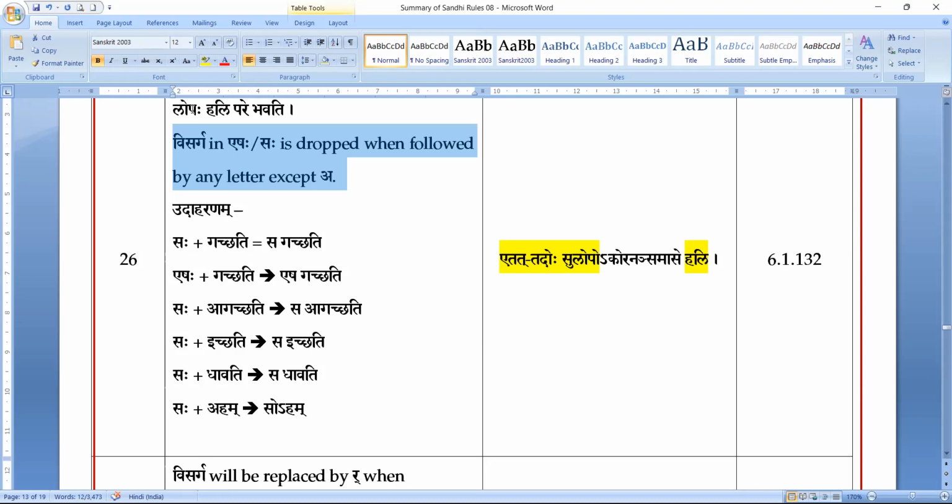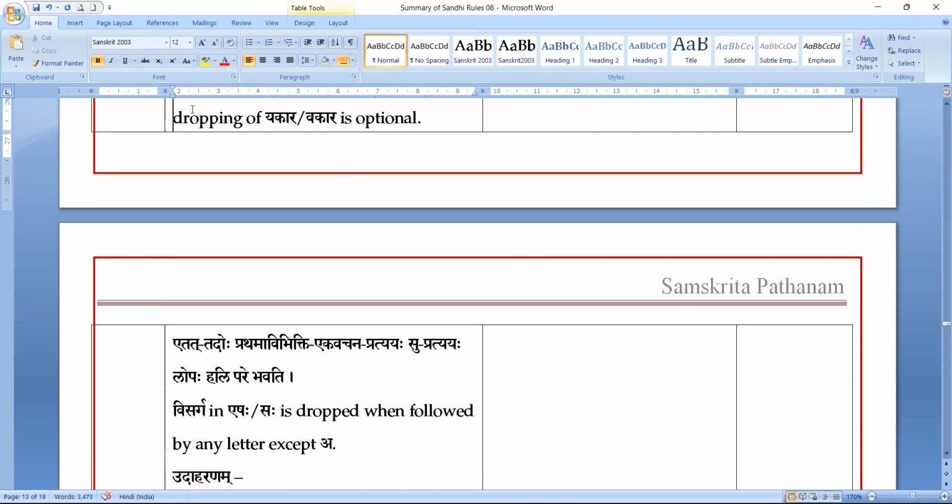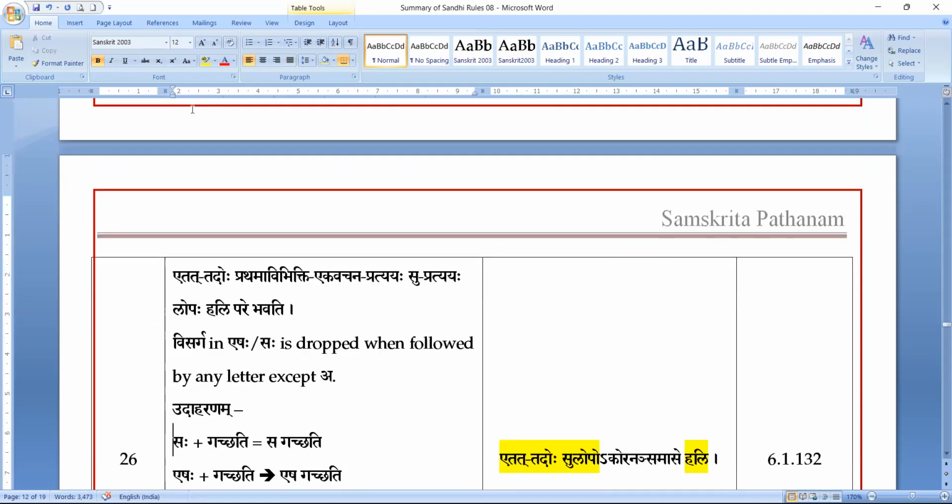So combining the 25th rule in this list and this rule, I have written in the English translation: Visarga in Eshaha and Saha is dropped when followed by any letter except A. Even though in the Sutra Hali is given, I combined and wrote the meaning. That will be like this, no problem. You understand? Yes, Guruji.